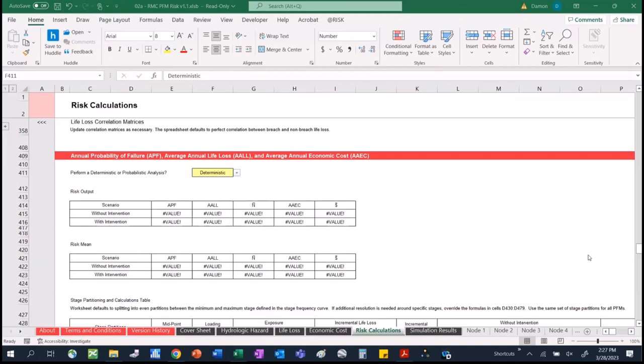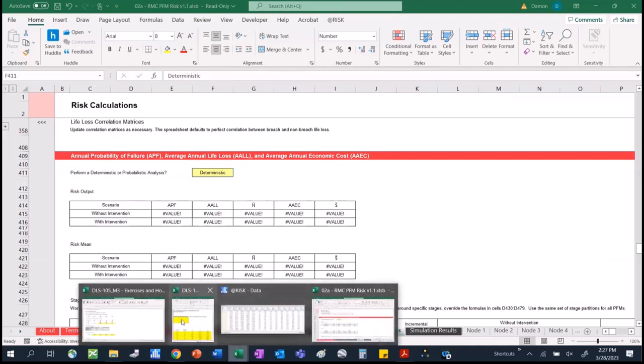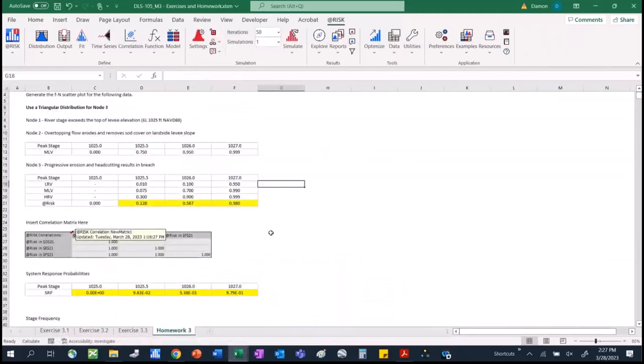All right. Before we call it a day, there was one last question that I joined a little late about explaining why we did perfect correlation in the homework. Let's go to that real quick. So the reason we did perfect correlation for the consequences, at least for the breach consequences, the stage frequency curve, and the system response, is we want to maintain the shapes of those relationships.